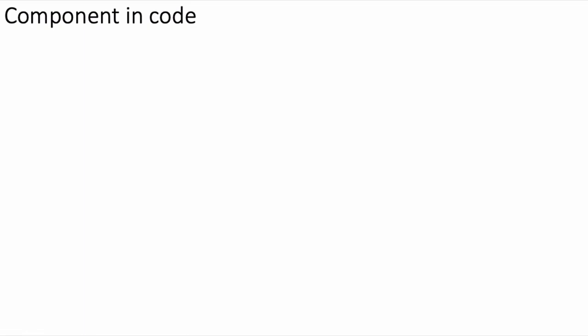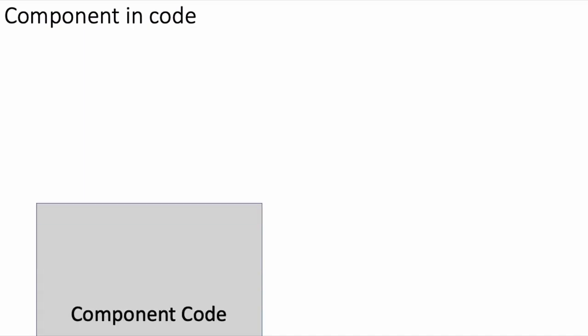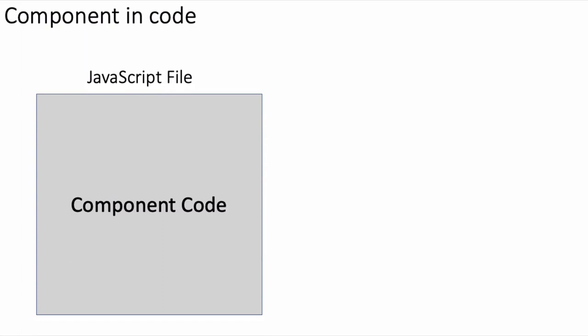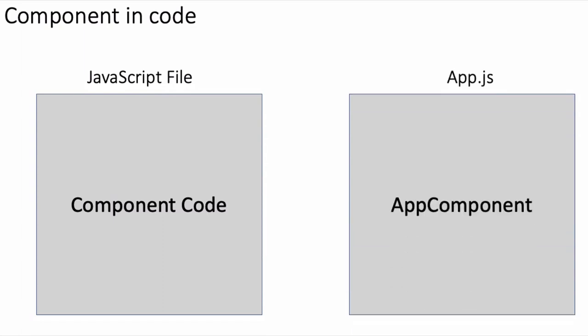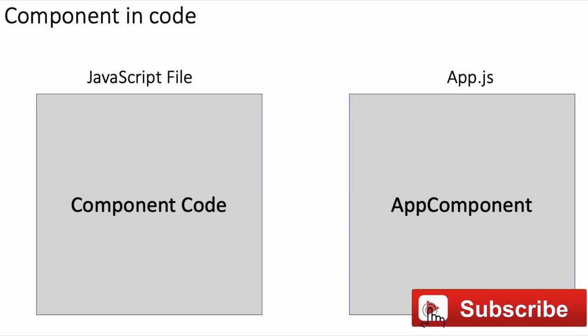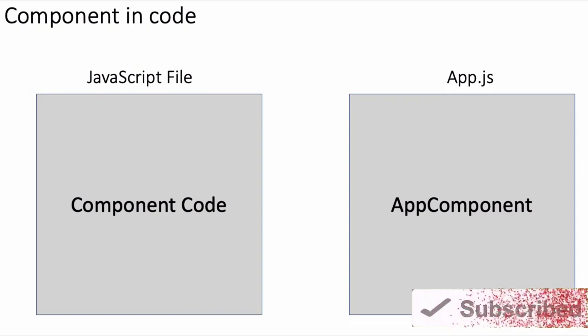Now, how does a component translate to code in our application? The component code is placed inside a JavaScript file, this one here. So the app component here is inside the app.js file. You can have a file with a JSX extension, but in this session, we are going to stick to the JS extension. But in the upcoming videos, we will also touch on the JSX extension.